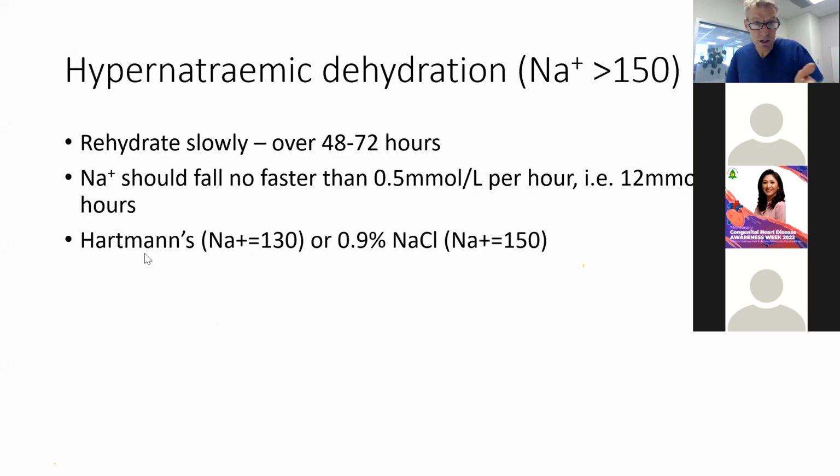In such children, I would always try to give Hartmann's solution with glucose if you can, but if not, then you can give normal saline. That's got 154 millimoles of sodium. And if you're starting with a serum sodium that's above 150, then it will normalize to that same level, to 150. But if you're using Hartmann's solution, it might drop a little bit quicker, and therefore you've got to monitor it on a regular basis.